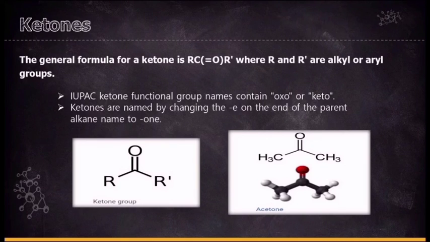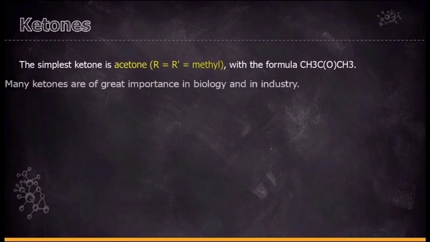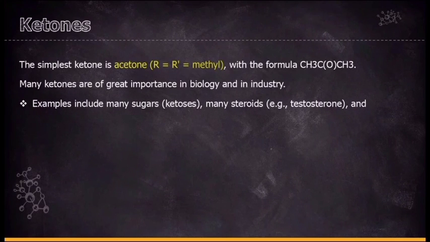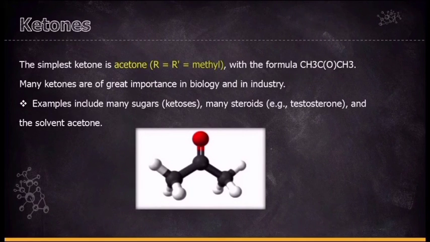In the other name, acetone is a ketone. The carbonyl group is connected to the alkane propane. Therefore, the IUPAC name for acetone will be propanone. This is the formula of the ketone group and what acetone looks like. The simplest ketone is acetone, R equals R1 equals methyl, with the formula CH3COCH3. Many ketones are of great importance in biology and industry. Examples include many sugars, ketoses, many steroids, testosterone, and the solvent acetone.